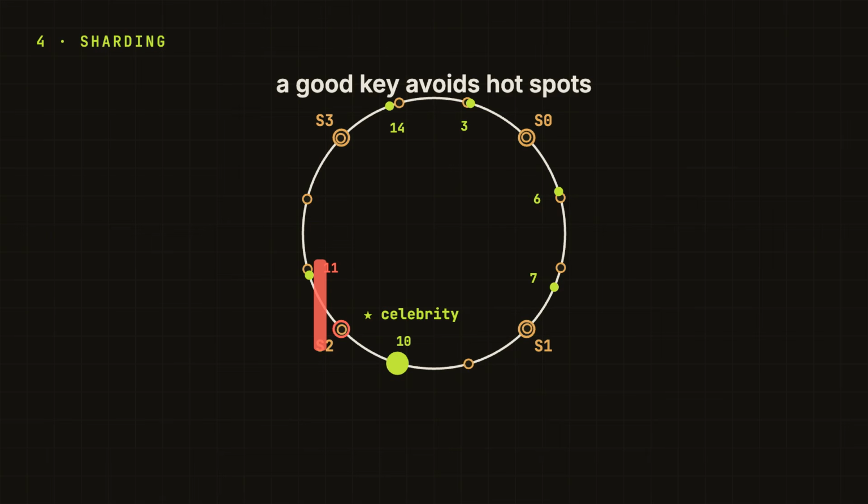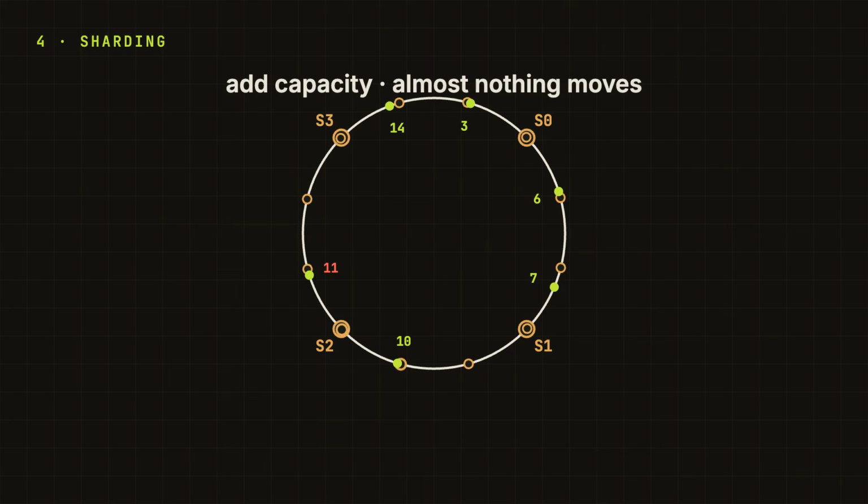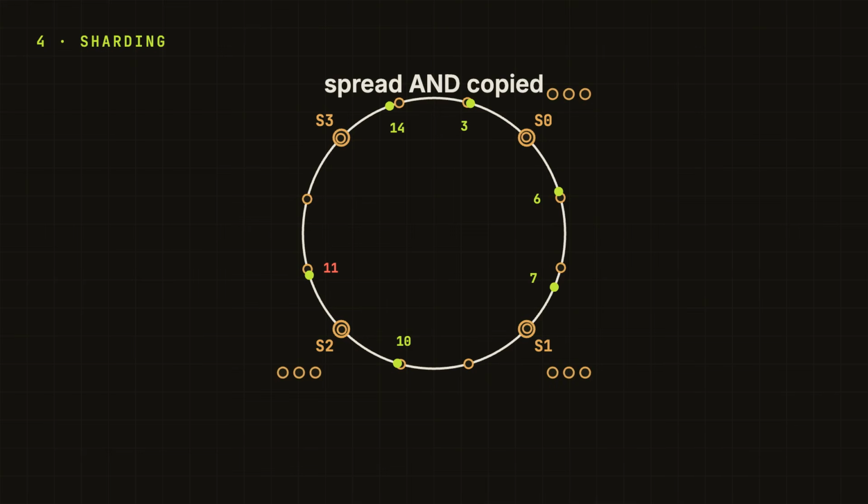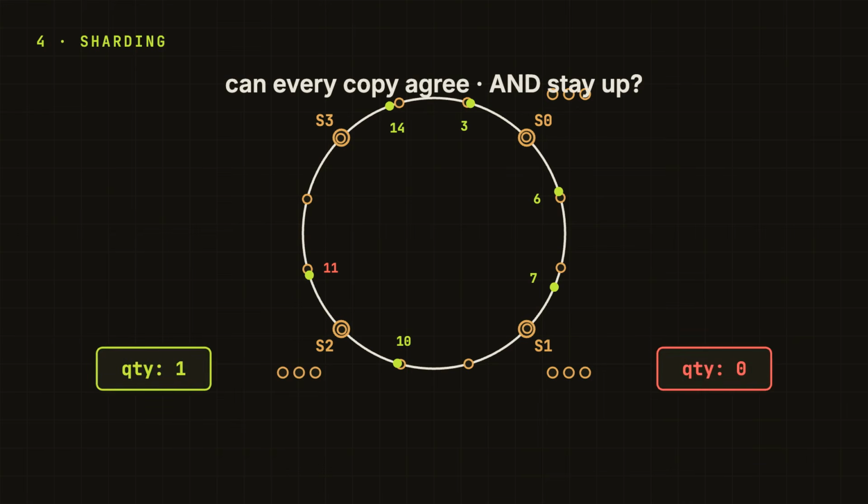So, in our store, sharding lets us grow past the size of any single machine, and consistent hashing lets us add capacity without moving all our data. Now, once your data is spread and copied across many machines, a deep question appears. Can all these copies always agree and stay available at the same time? That question has a famous answer, and that is our next topic, the CAP theorem.